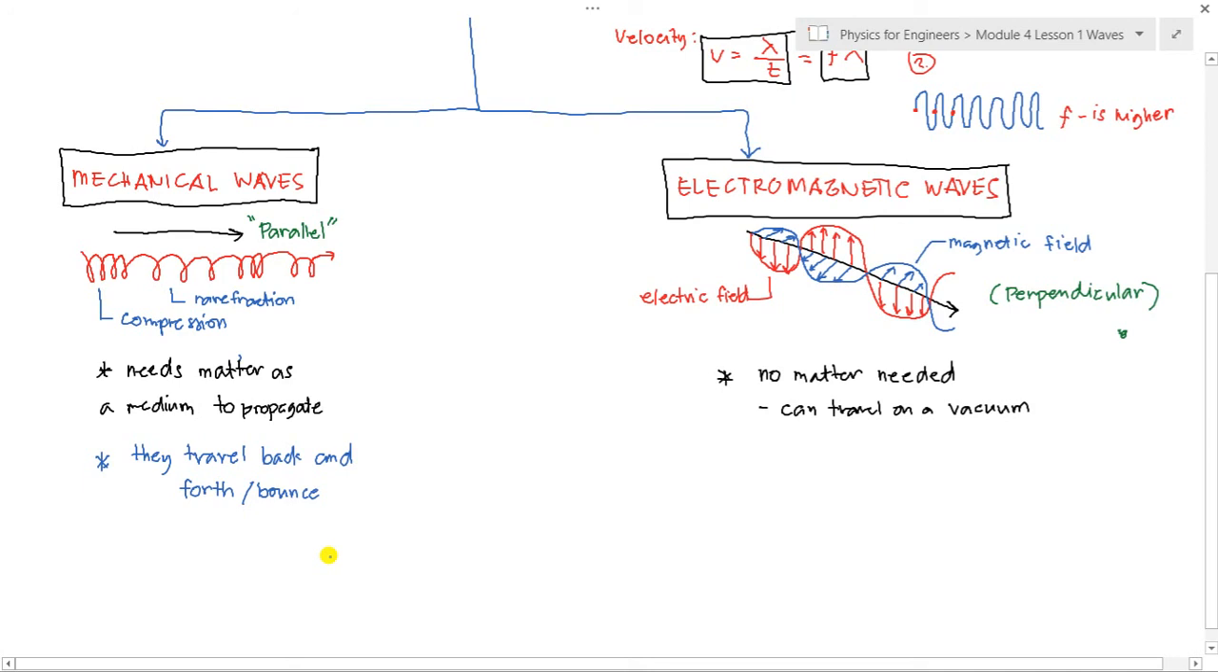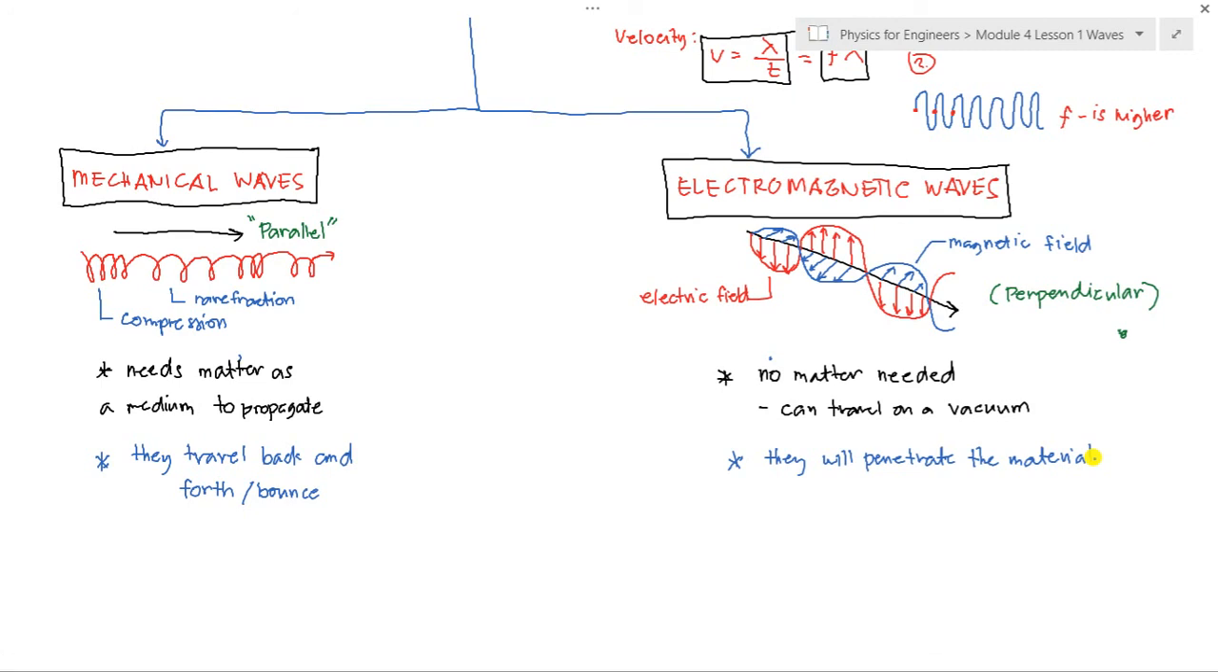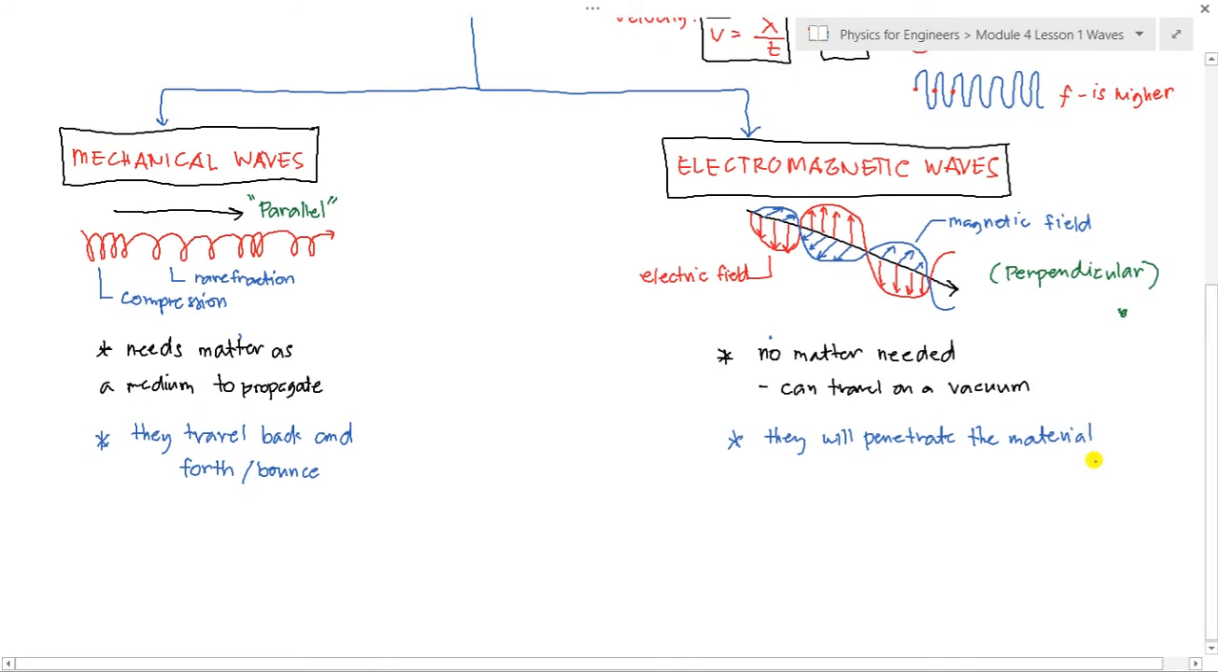Whereas electromagnetic waves, since they are composed of electric and magnetic fields, they will penetrate the material. So I think you have an idea about this. They penetrate, but not all types of electromagnetic waves penetrate. Some with lower energy just bounce. But the electromagnetic waves that are very deadly, with high frequency and shorter wavelength, are highly penetrative waves. So they can. We will enumerate examples of these later.